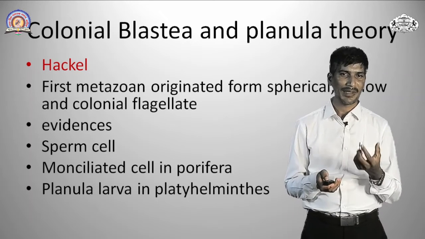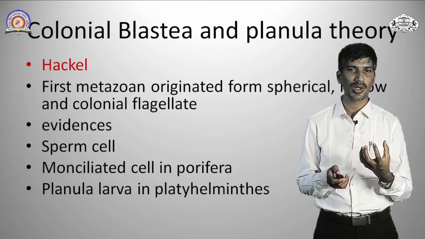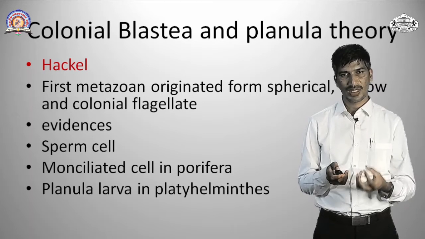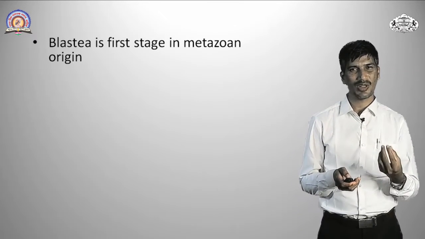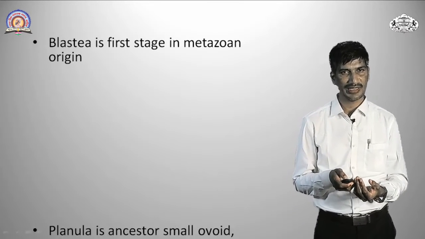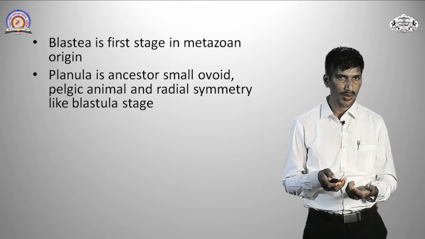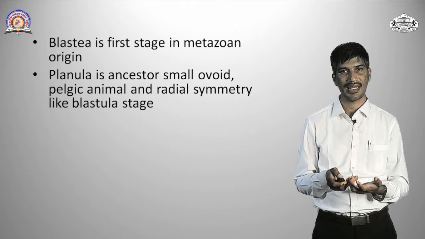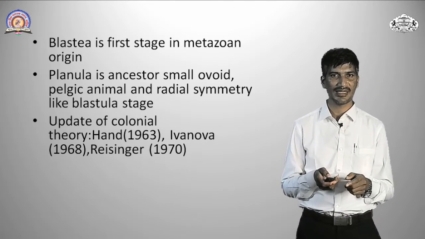Then the planula is the larval stage in the platyhelminthes. It is the same as a multicellular organism developing from a single cell, the sperm and ovum together forming the planula larva in the platyhelminthes. Then blastea is the very first, or primitive, stage of metazoan origin. The planula is one of the ancestors, a small ovoid pelagic animal with the radial symmetry of the blastula stage, like the blastula stage. We see the pictorial presentation in the next slide.